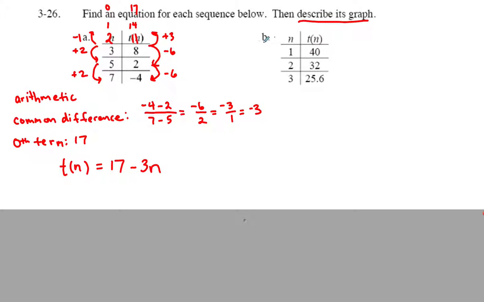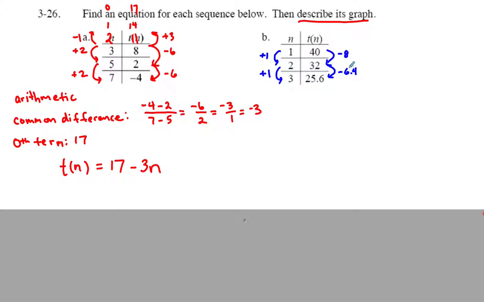I'm going to go ahead and take care of B first. So let's do B in blue. This one, you notice here that the term numbers are increasing by 1 each time. So that's going up by 1, and this one's going up by 1. That's consistent on this side, so we can really compare what's happening on the right side. So 40 to 32, we see that that is going down by 8. And then when we go down again, it's not going down 8 this time. It looks like it's going down about 6.4.